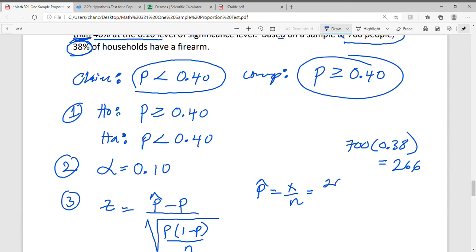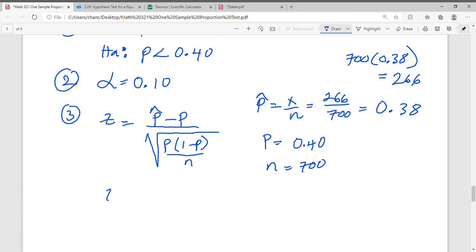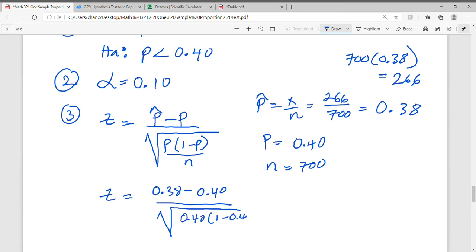The number of successes is 266 divided by our sample size of 700 households. And we can simplify this to 0.38. We have P hat is equal to 0.38. P is 0.40. Our sample size is 700. And so we have everything we need to find our Z. Let's plug in the numbers. We have Z equals 0.38 minus 0.40 divided by the square root of 0.40 times 1 minus 0.40 over 700.